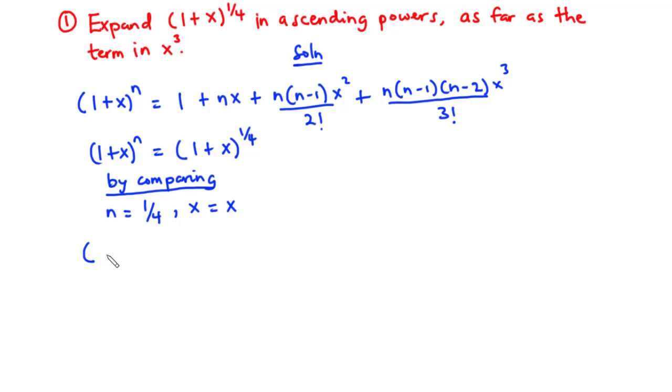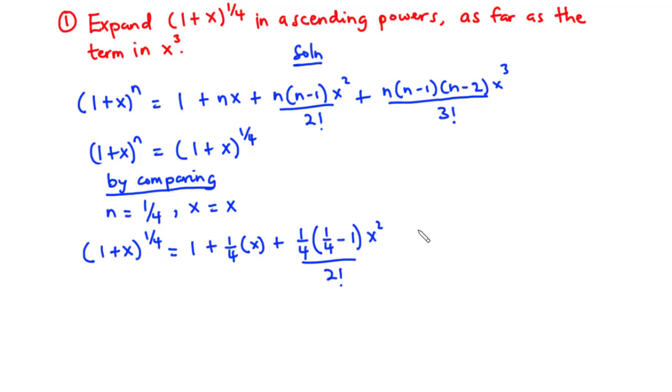So now we can find the expansion of (1 + x)^(1/4). That is equal to 1 plus n, which is 1/4, so 1/4 times x, plus 1/4 times (1/4 - 1) x^2 over 2 factorial, plus 1/4 times (1/4 - 1) times (1/4 - 2) times x^3 over 3 factorial.